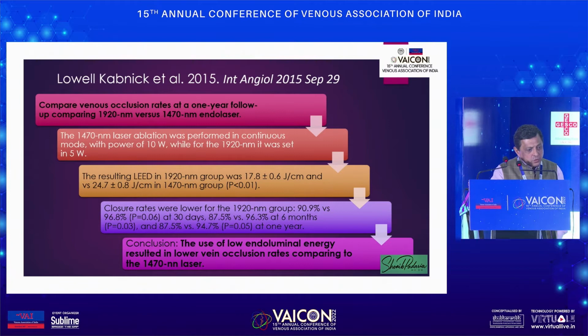And Kabnik showed us in his study, which was published in 2015, and he concluded that the use of low endoluminal energy resulted in a lower vein occlusion rate compared to the 1470 laser. So when Dr. Moran says that his results were so good that at 3 months, 1/3 of the patients were fully resorbed, the occlusion rate was almost 100% at 10 days, and 100% at 3 months, Dr. Kabnik felt in his study that over a period of time, the occlusion rate was much lower when you use lower energy.